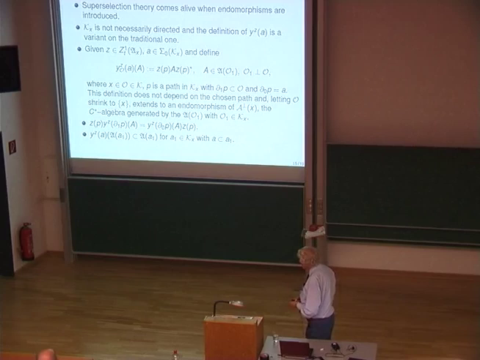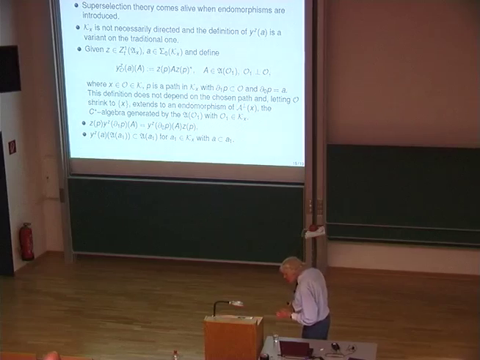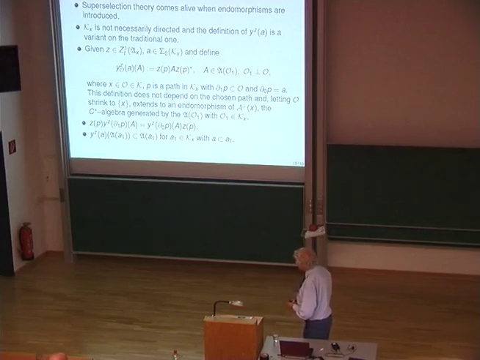And letting O shrink to X, it extends to an endomorphism of the C star algebra A perpendicular of X, which is the C star algebra generated by the A of O1 with O1 in K of X. And the fact that this definition works does not depend upon K of X being directed, because that may not be the case. It depends upon the fact that these O containing X are directed downwards, so that you can define this consistently.